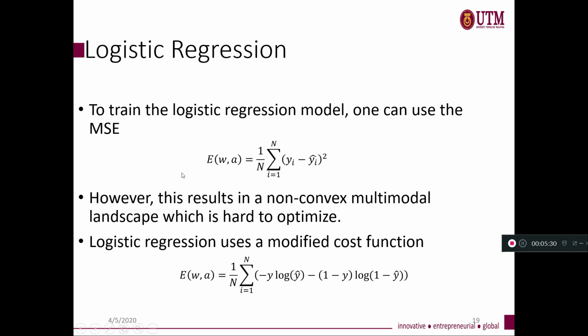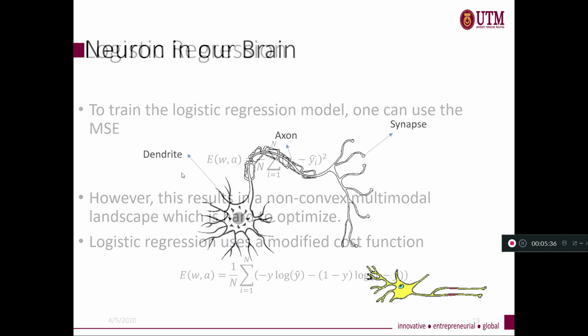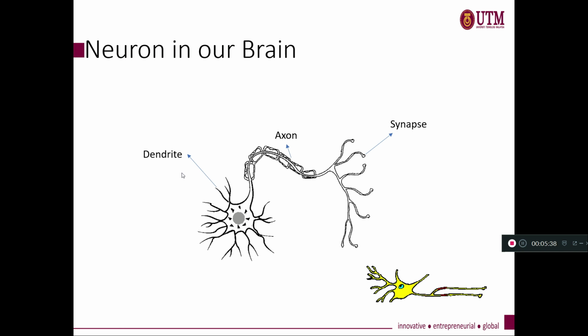So that's it. In the next lecture we will continue with where the architecture of the neural network comes from. Of course, you need to understand a little bit about the behavior of the neuron inside the biological human brain.